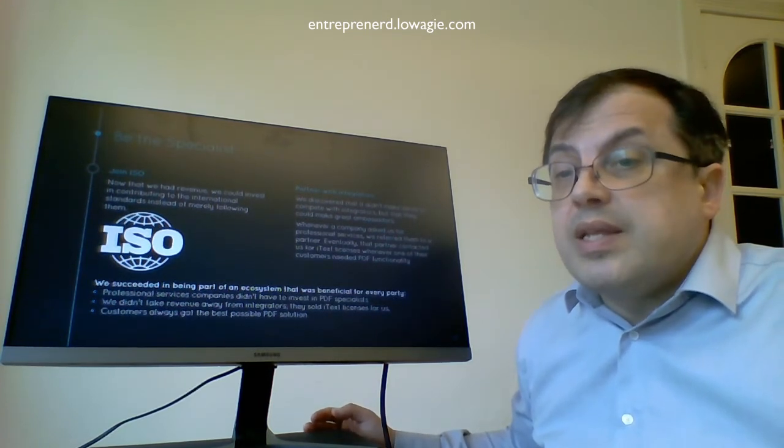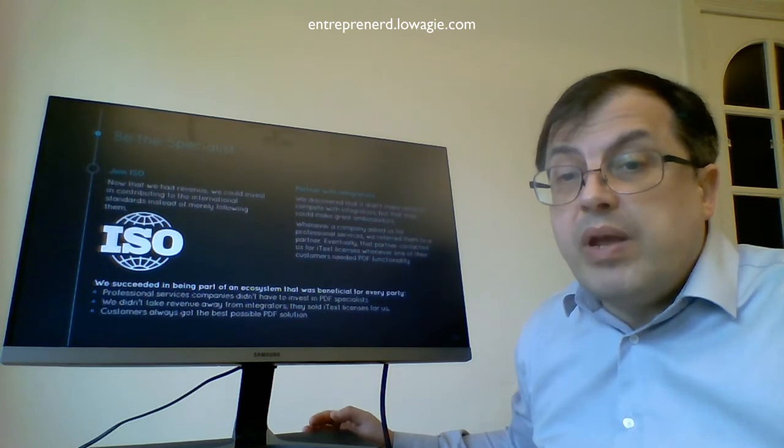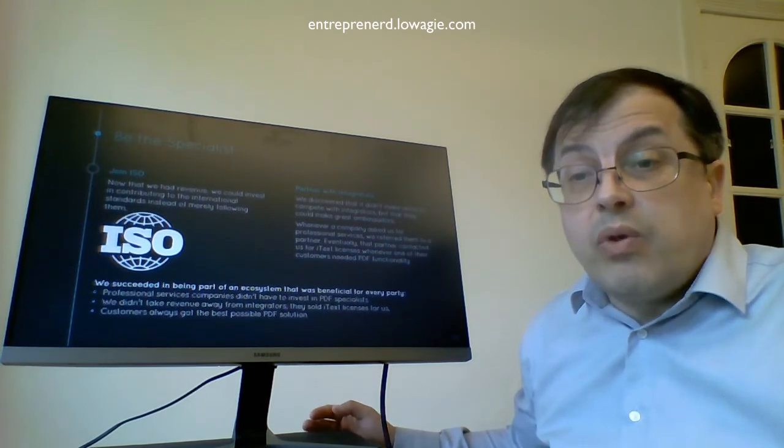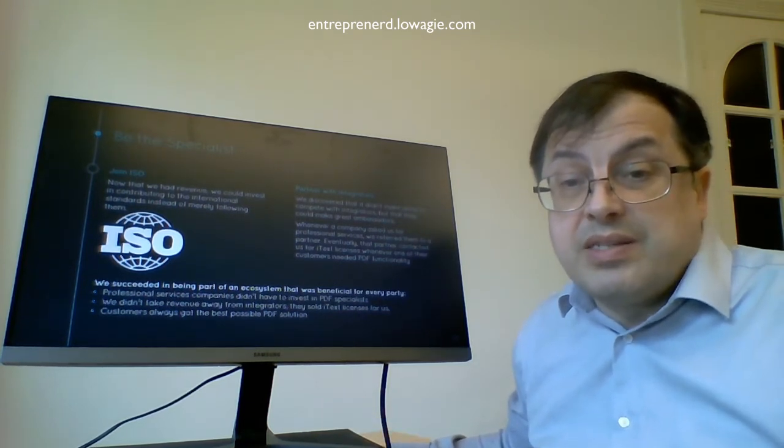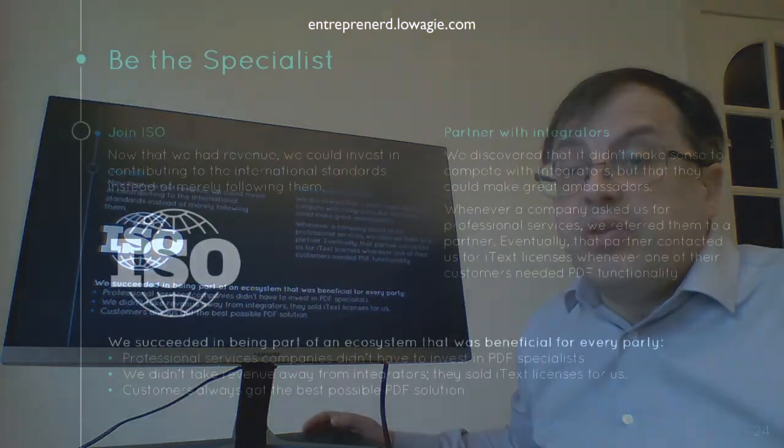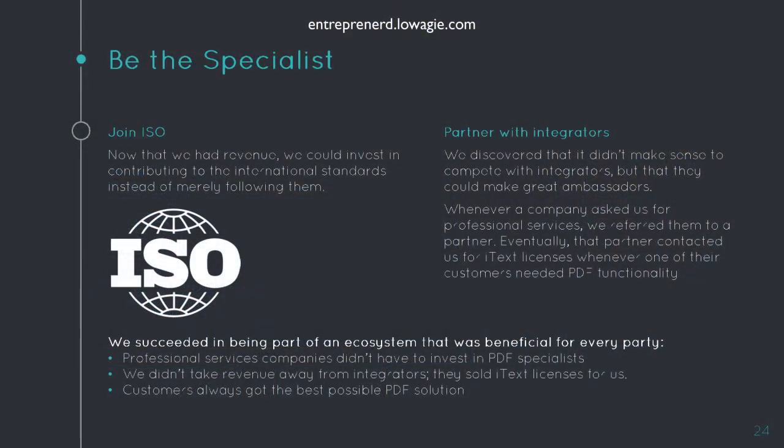Soon they realized that they didn't need to have such an expert on payroll, because they could always count on the expertise that was available at iText. The only thing we asked in return was that their customers, the customers of the professional services companies, would buy an iText license and a support contract if iText was used in their project. This way, we succeeded in creating an ecosystem that was beneficial for every party.